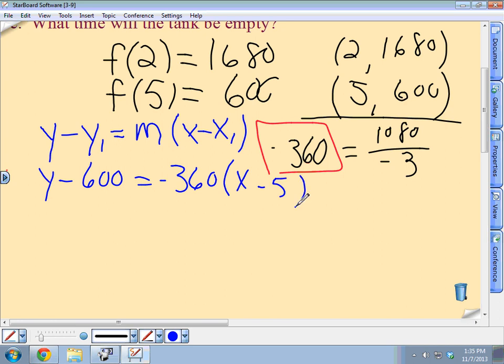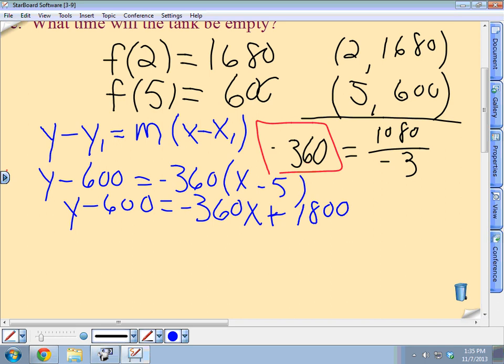Okay? Did everyone follow that? Plugging this in. Now we're just going to use the distributive property over there. Equals minus 360 x plus, what's 5 times 360? 1,800. You can do that on a calculator if you don't know, but I believe it's 1,800 there. Now notice I'm just going to add 600 to both sides. So if I add 600 to that, it's going to be plus 2,400.